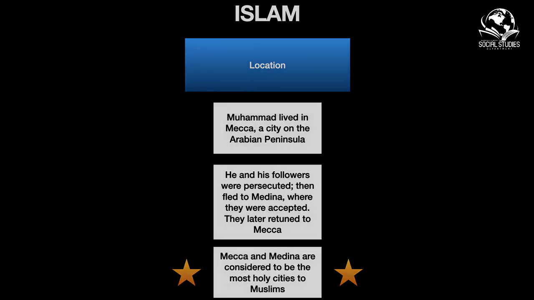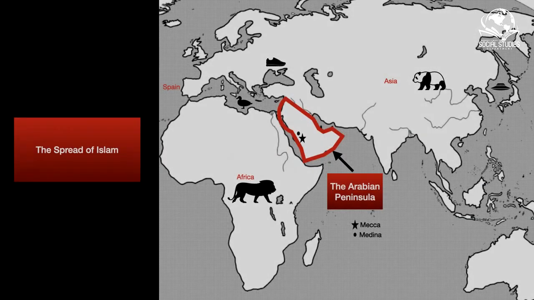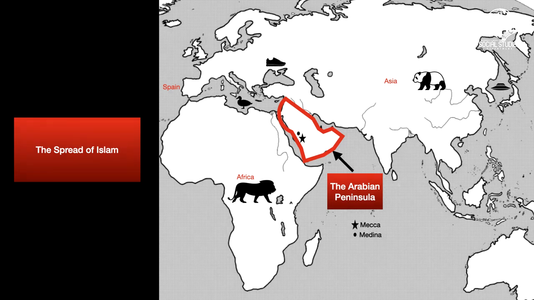So how did Islam spread? First off, you need to understand it starts here on the Arabian Peninsula, which is highlighted in red. You can see there's two symbols, a black star, which represents the city of Mecca, and a black dot that represents the city of Medina. So the religion starts in Mecca, where Muhammad lives, and then after he and his followers are persecuted, they go to Medina and then eventually return to Mecca. Once again, they are the two most holy cities.